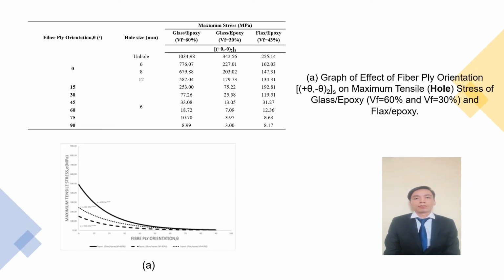Next is the effect of the hole for tensile. This table shows the maximum open hole tensile stress for glass epoxy and flax epoxy composite for each layup sequence. Figure A shows the maximum tensile stress generally decreases as the angle of fiber rotation increases, and when the hole size is increased, the maximum stress decreases. This is because the presence of a hole in the specimen acts as a stress riser, causing the fibers along the hole edge to fail.